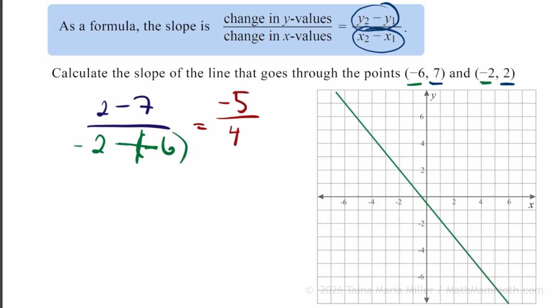And this is the line. Does it look like its slope is minus 5 over 4, which is a little bit less than minus 1? It's a little bit steeper than a line that would have the slope minus 1. And yes, that is the case. For example, if the slope was exactly minus 1, it would go from this point to that grid point, but it doesn't. It goes just a little bit steeper. Let's look at the points. Minus 6 and 7 is here, and then minus 2 and 2 there. Yes, that is the line.